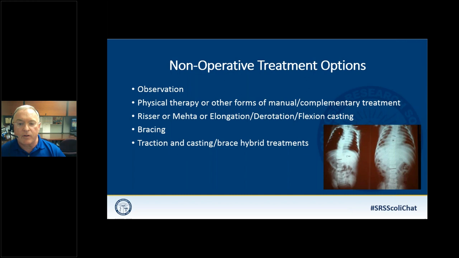There are many talented practitioners of physical therapy who are doing scoliosis-specific exercise programs, and they're doing it quite effectively. And this is turning out to be quite complementary and quite supportive for families who have children with scoliosis. What has been established now for generations is some form of casting. And "cast" is somewhat of an anachronistic word at this point because this is being replaced increasingly by the elongation, derotation, flexion casting method, or EDF method. Bracing is often used as an alternative to casting or as a follow-on after a program of casting. And then there's emergence and hybridization of these treatments with traction and casting and a combination of casting or brace hybrid treatments.